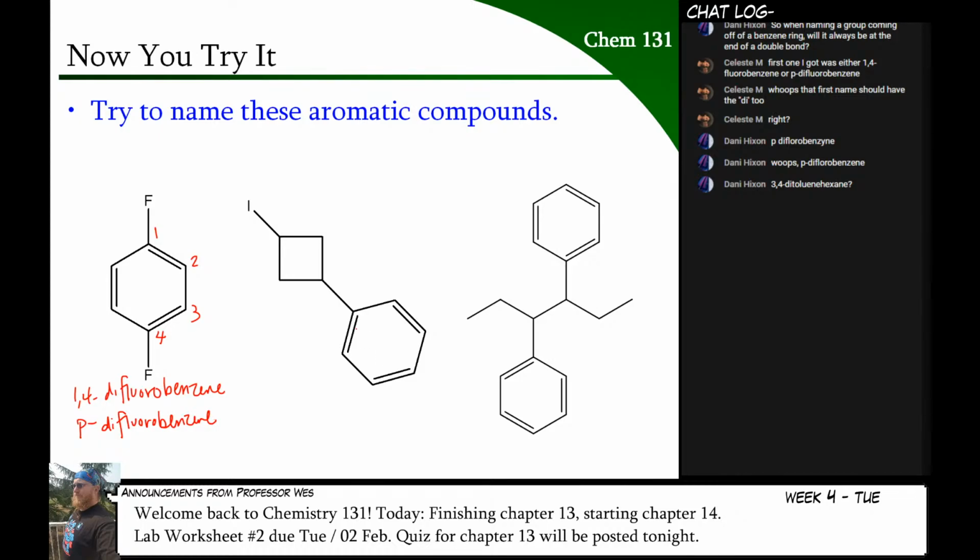For this second one, everything is coming off of the 1 position on the benzene ring here. But it would be easier to describe this instead as a cyclobutane. So I'm going to number the groups. So I've got iodo and then phenyl. Iodo comes first alphabetically. So this would be 1-iodo-3-phenylcyclobutane.